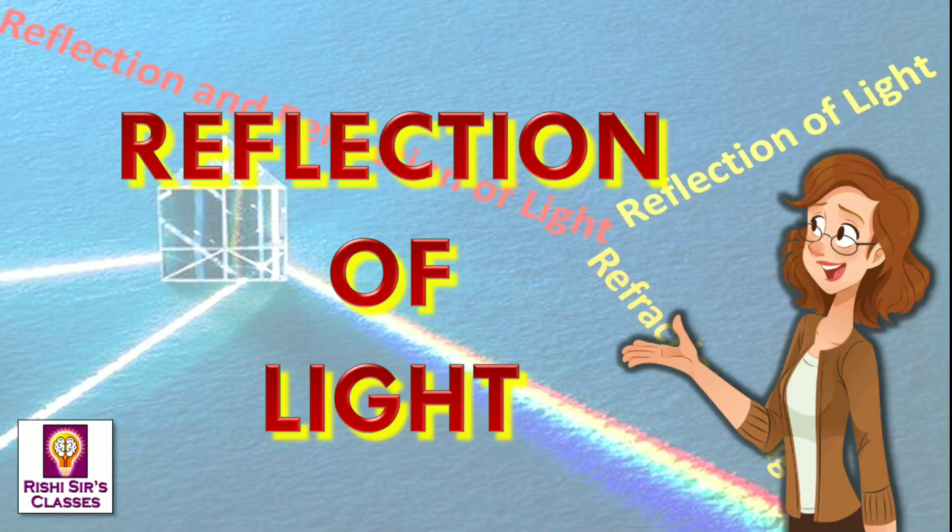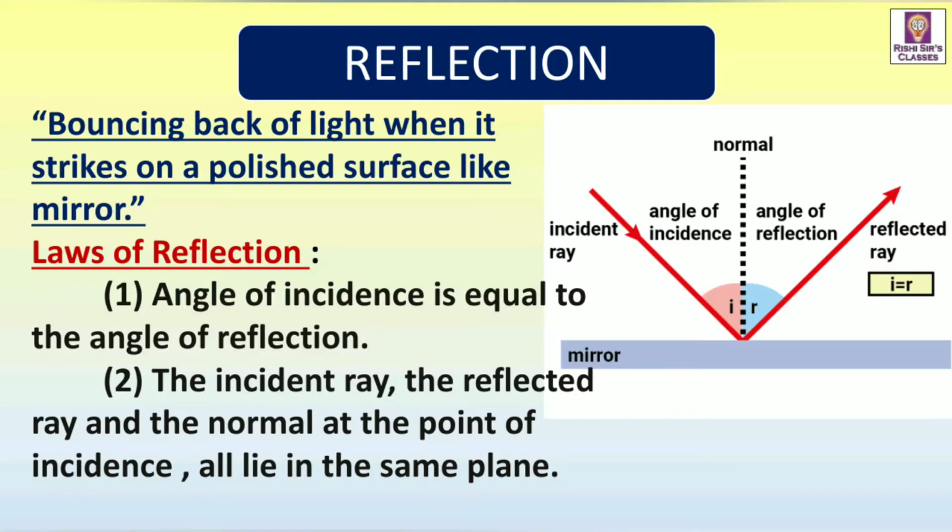So we should know what exactly the reflection of light is. Reflection of light means bouncing back of light when it strikes a polished surface like a mirror. Now let us understand the laws of reflection. Today I am going to show you the laws of reflection of light.